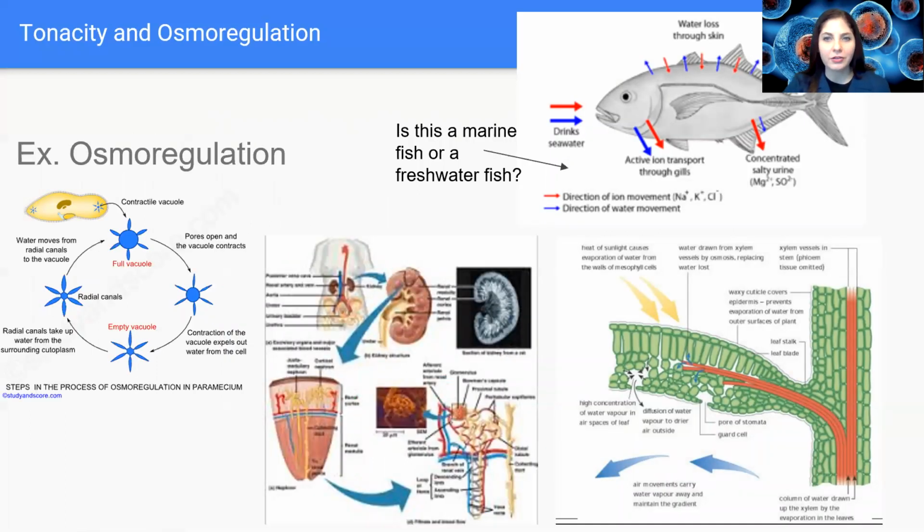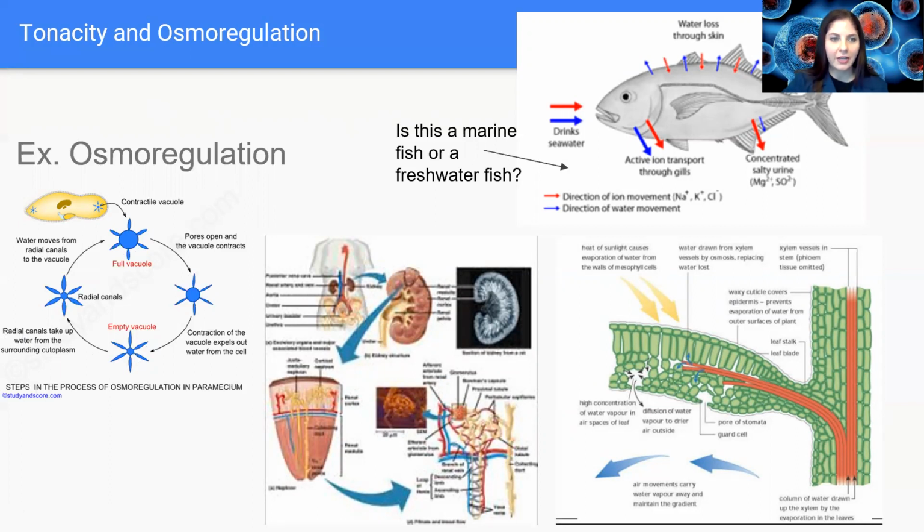So next up, I want to talk a little bit about osmoregulation. Osmoregulation is basically how organisms regulate their water concentration. So I'm going to go through a couple examples on this page. Looking at this single-celled Paramecium, it regulates its water by using a contractile vacuole. So we have contractile vacuoles right here. We'll start off as full, then the pores will open up and the vacuole contracts. When it contracts, it can expel excess water into the environment. So the contraction of the vacuole expels the water. So then we have this very empty vacuole.